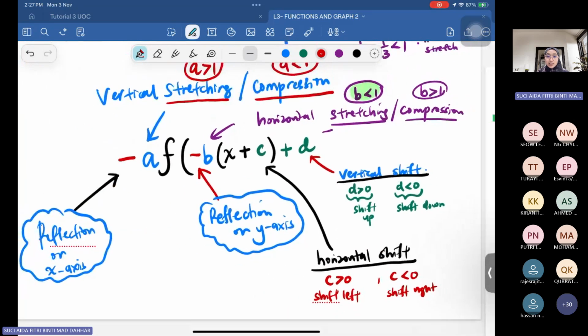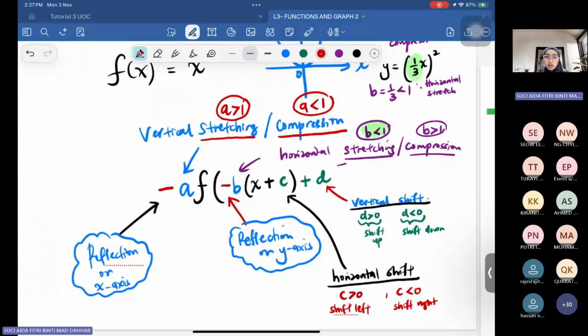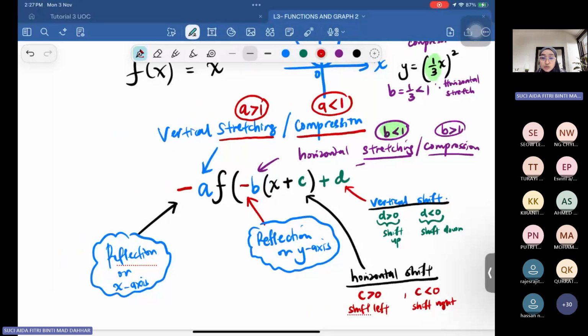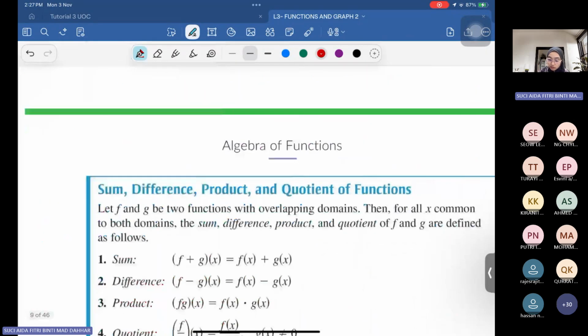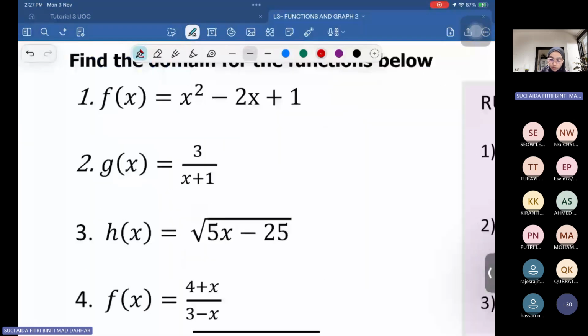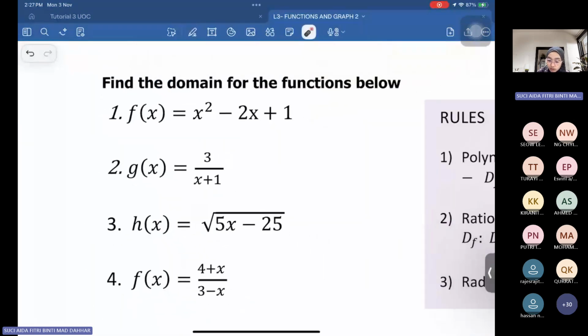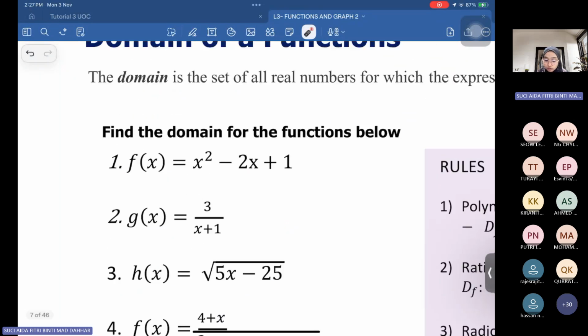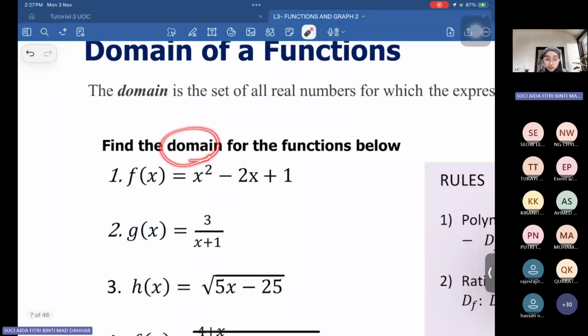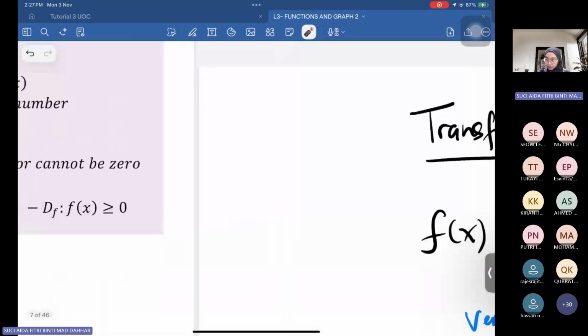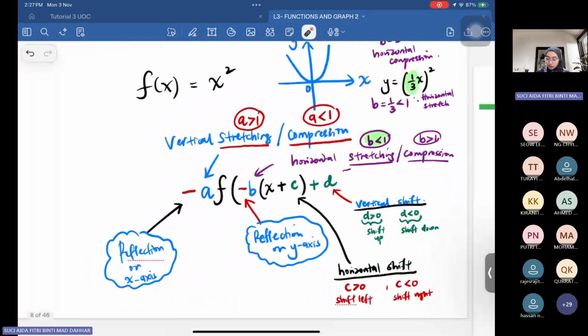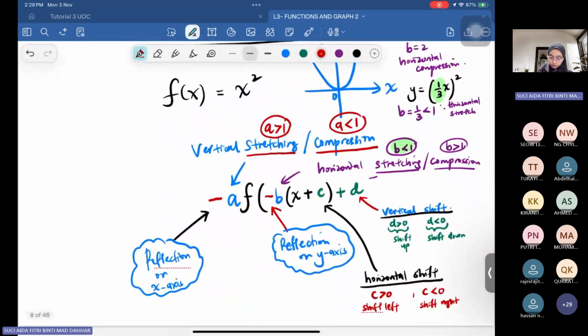So basically, this is the summary of transformation of graphs that you need to know because you are required to have this knowledge so that you can sketch your transformed graph. In the exam, you will be given equations like this, the equations of the functions, and you have to sketch them on your own so that you can determine their domain and their range. Okay, so understand this general rule of transformation of graphs.